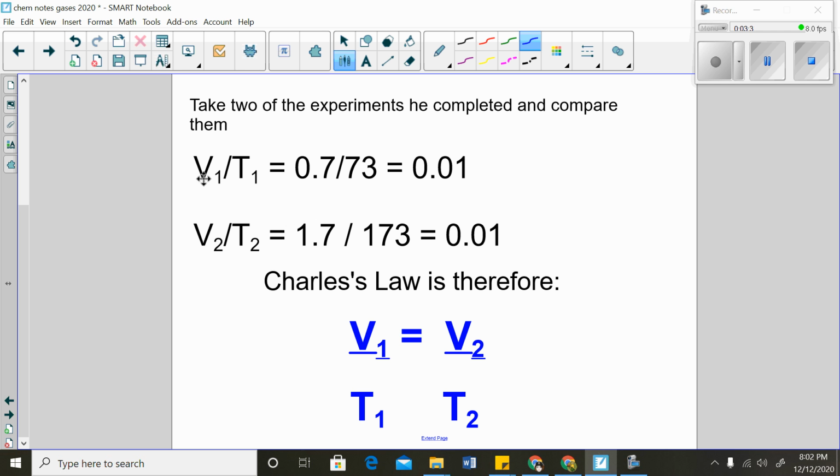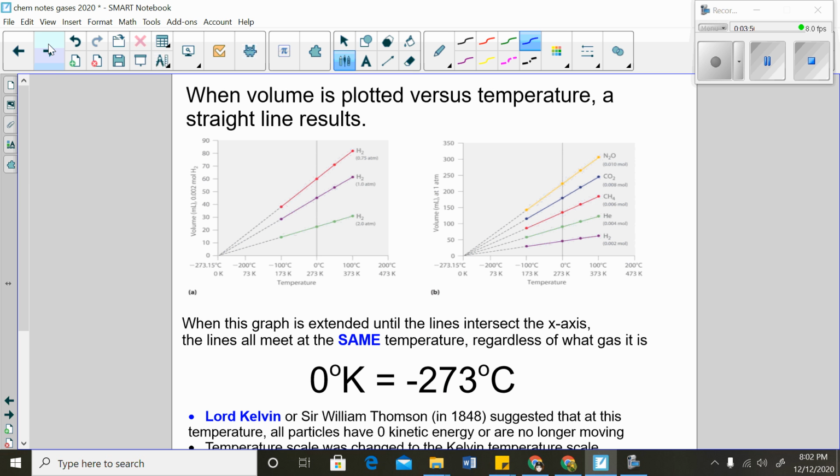So if you compare V1, T1 to V2, T2, if you divide the volumes and the temperatures, you get a constant. Therefore, Charles' law is V1 over T1 equals V2 over T2. So again, you're comparing two different situations. It was mentioned that Charles' law needs to be solved in Kelvin. So where's this Kelvin coming from?